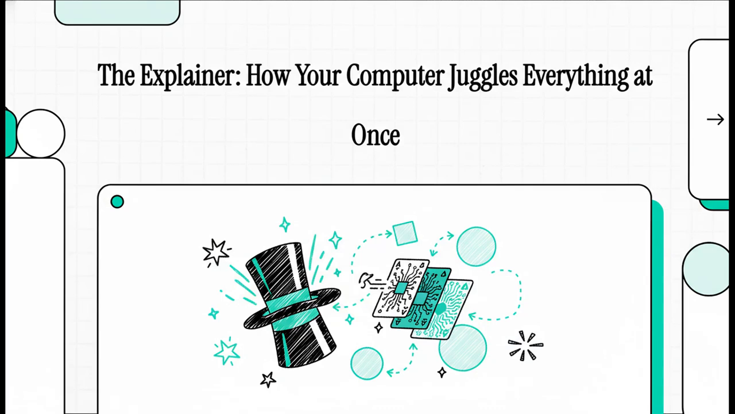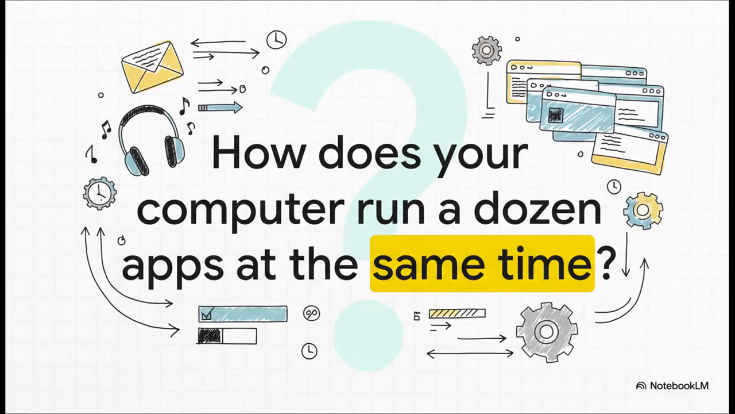Today, we're going to pull back the curtain on what feels like a magic trick your computer performs every single day. I mean, think about it. Right now, you might be writing an email, you've got music playing, maybe a dozen browser tabs open, and somehow it all just works. How does it do that? It feels like it's doing everything at once, but the secret is actually a lot more clever than that.